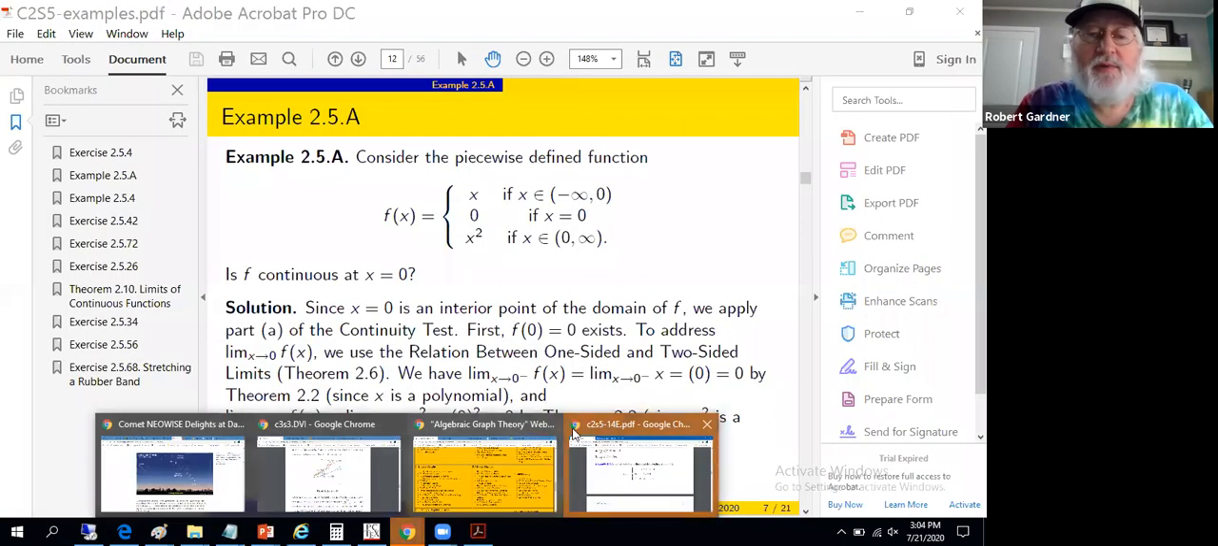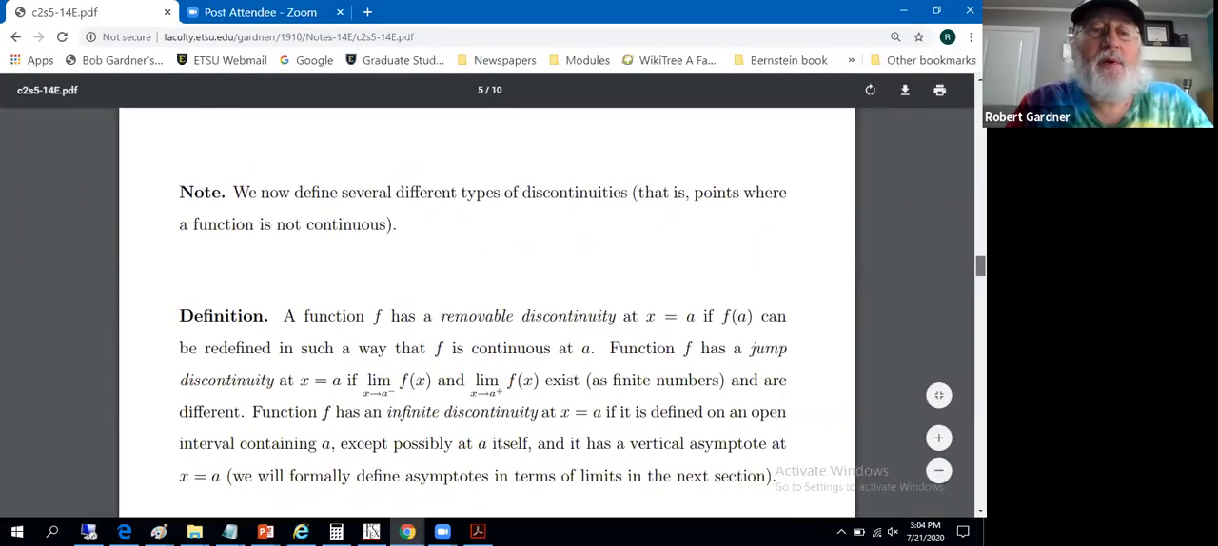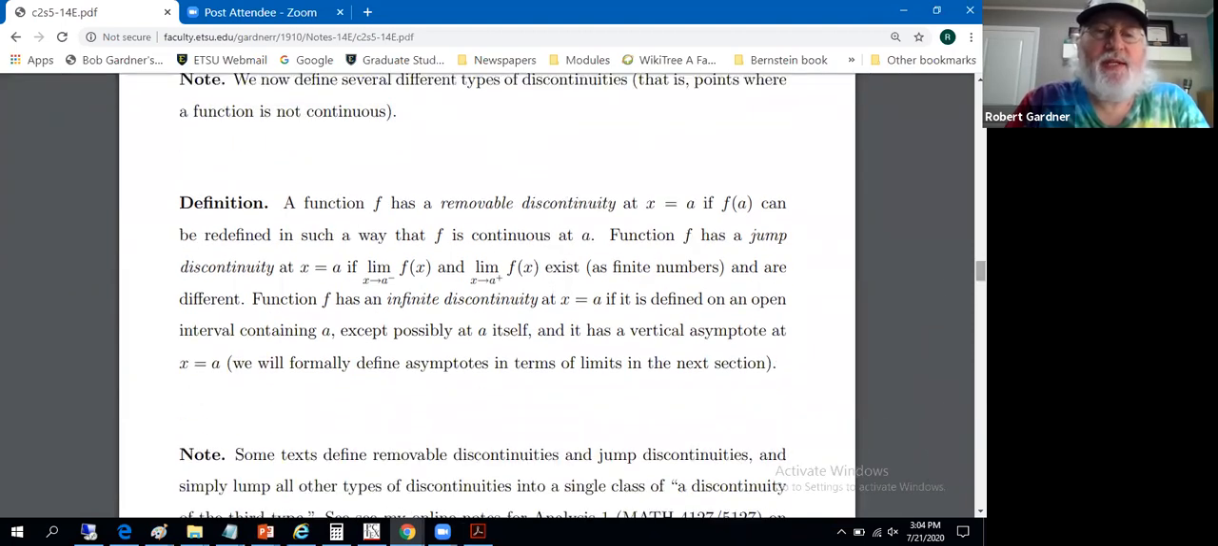Back to the notes. We'll define several different types of discontinuities as follows. We'll have pictures of these, and a couple of them are easy to test, and one of them is not so easy to test.